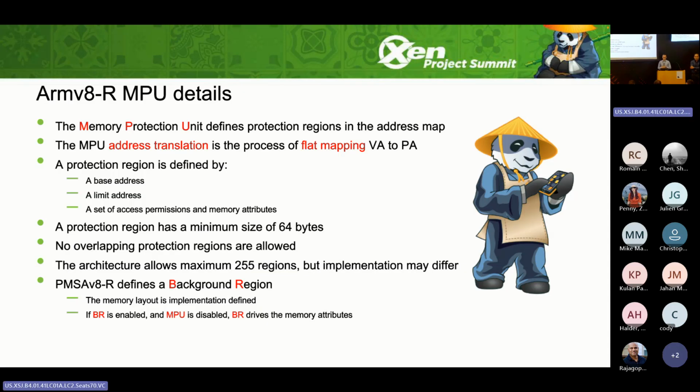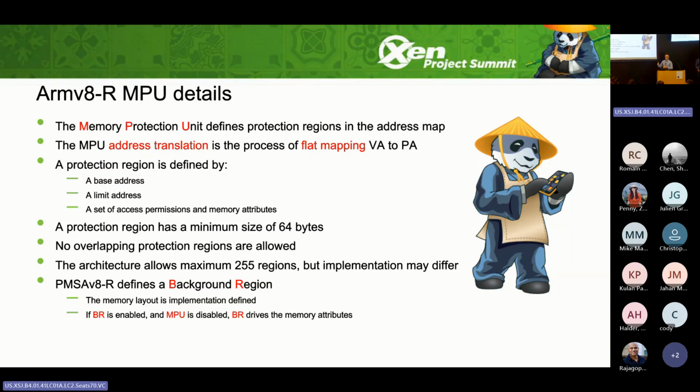When we talk about the MPU, we will say address translation. But what is this translation? For the MPU, the translation is just the process of flat mapping the virtual address to the physical address. So basically, they are mapped one-to-one. A protection region is defined by these elements: a base address, a limit address, and a set of access permissions and memory attributes. In this architecture, the minimum size of a protection region is 64 bytes, and no overlapping memory protection regions are allowed.